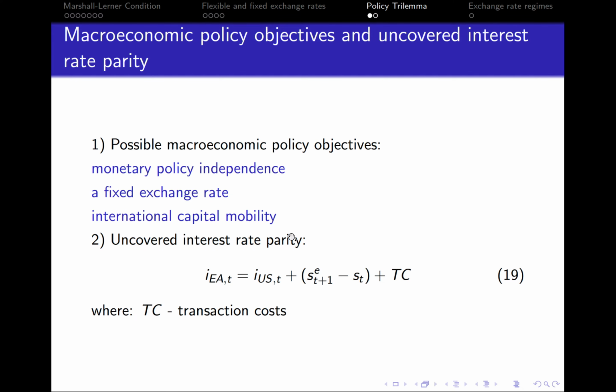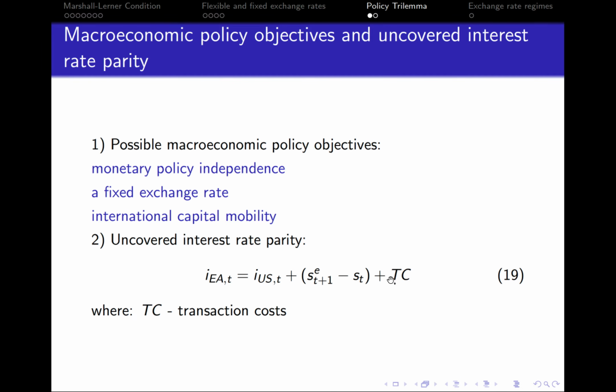And look, if we take this uncovered interest rate parity as our point of reference, we will see that there might be some discrepancy between those three possible macroeconomic policy objectives. Okay, so look, let's start with monetary policy independence. Monetary policy independence means that the euro area can set interest rate at any desirable level. But we see that this should be reflected in either change in United States interest rate or expected appreciation of the currency.